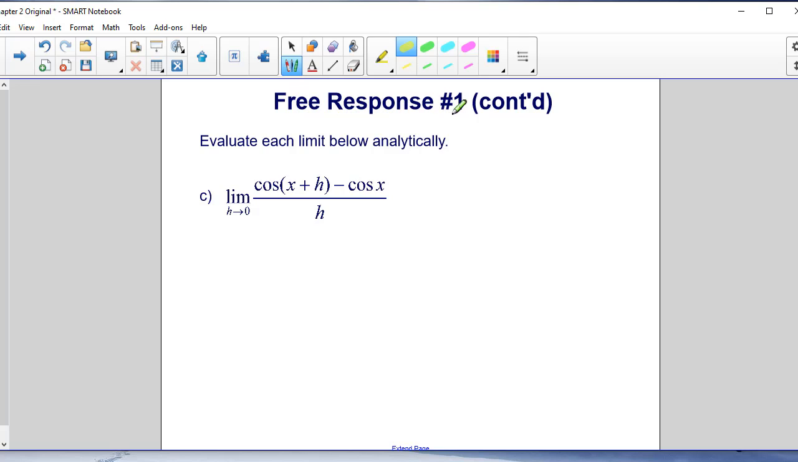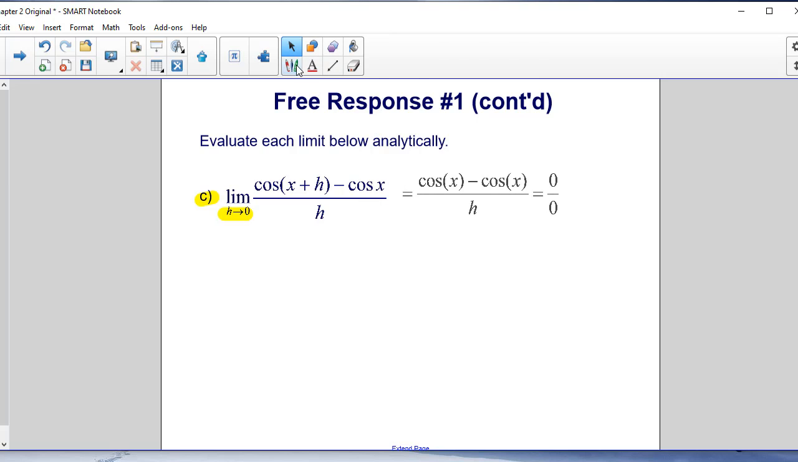Free response question number 1 continued. This time we're looking at part C, and it's the limit as h approaches 0 of the cosine of x plus h minus the cosine of x divided by h. Let's see what happens if we replace h with 0. Replacing h with 0 gives us x plus 0 is x, so we have the cosine of x minus the cosine of x divided by h. Cosine minus cosine is 0, and as h approaches 0, we have 0 here, which is an indeterminate form, 0 over 0. So we can go ahead and use L'Hopital's rule and differentiate the top.